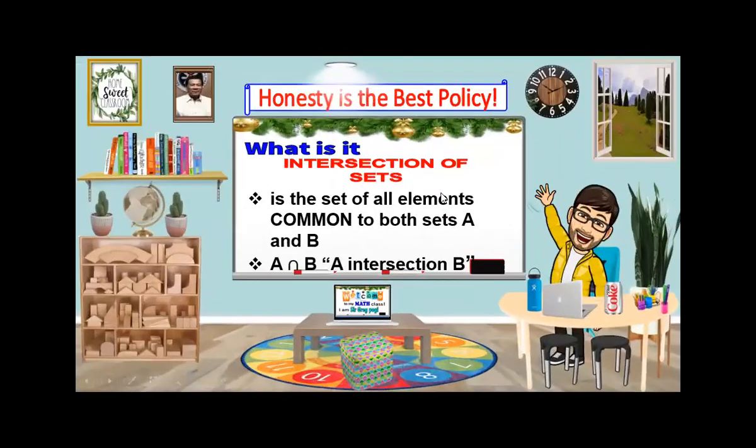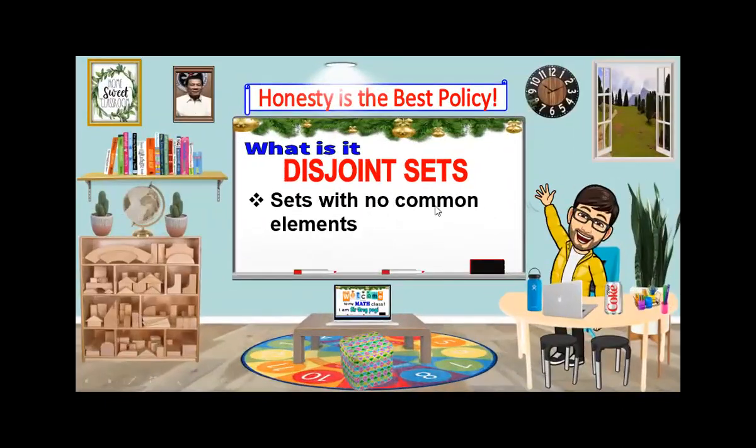Sama-samahin. Intersection of sets. Ibig sabihin, it is the set of all elements common to both sets A and B. Ayan yung symbol natin, yung vertigo po. A intersection B, or babasahin natin as this one. A intersection B. Okay?